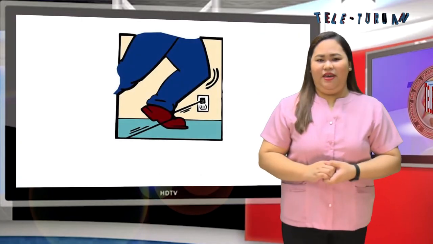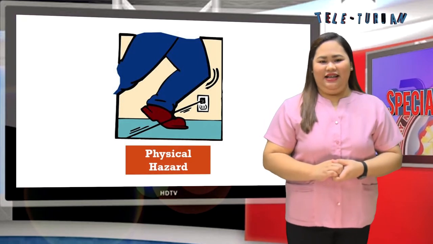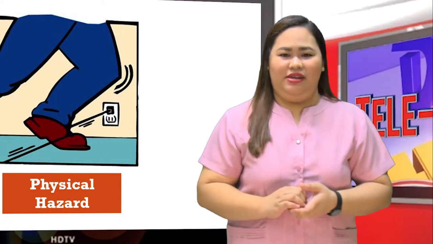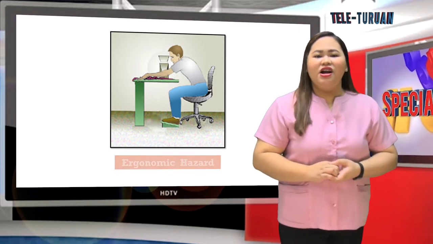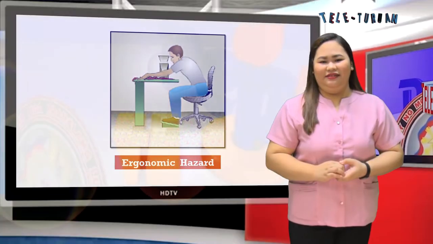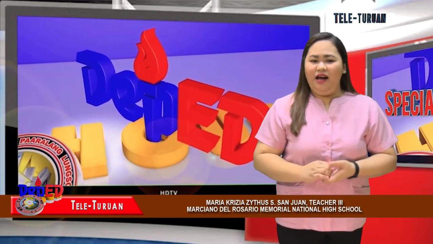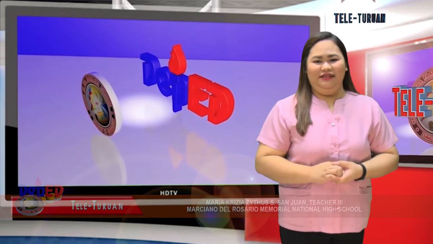How about this picture? That's correct. It is a physical hazard. You should put duct tape on the wire so anyone will be safe. This picture. Correct answer. Very good. Ergonomic hazard. Do the proper sitting posture to avoid back and neck pain. That's all for the meantime. When we get back, we're going to do the self-check. For now, let's have some break.